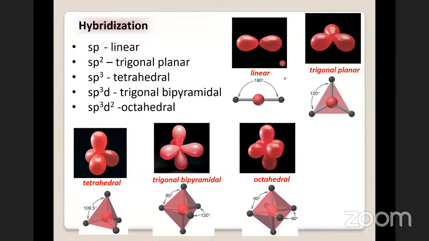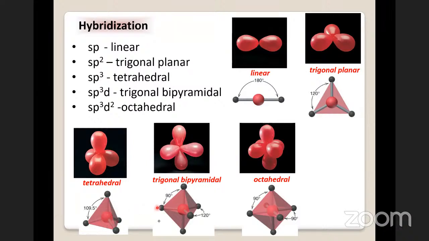Now, this is a linear structure. The angle between the central atom and the terminal atom is 180 degrees. In a trigonal planar structure, the angle between the central atom and the terminal atoms is 120 degrees. In the case of tetrahedral, it is a structure of this type, and the angle between the central atom and the terminal atoms is 109.5 degrees, which is 109 degrees 28 minutes.